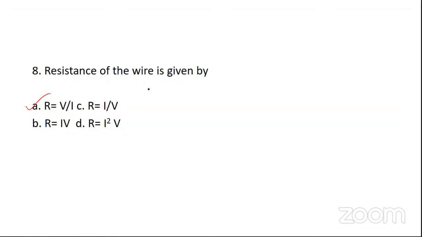All right, that will be A. That is simply Ohm's law, which states that V equals IR. And from here we get V upon I equals R.